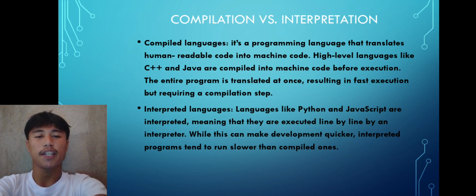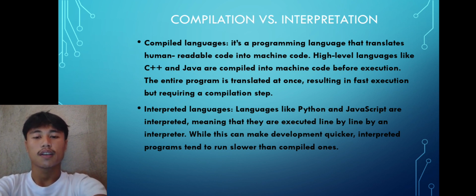Compilation versus interpretation. Compiled languages. It's a programming language that translates human-readable code into machine code. High-level languages like C++ and Java are compiled into machine code before execution. The entire program is translated at once, resulting in fast execution but requiring a compiling step.